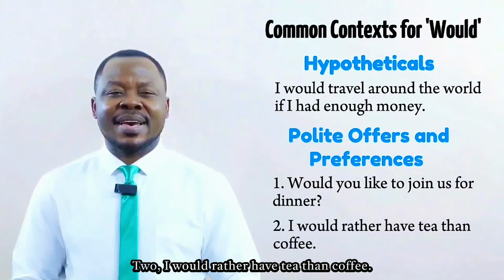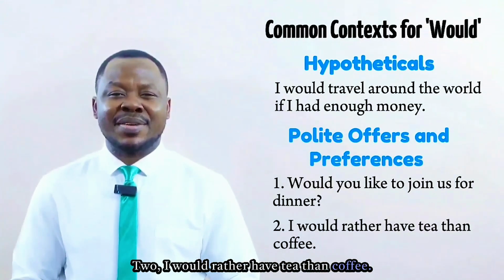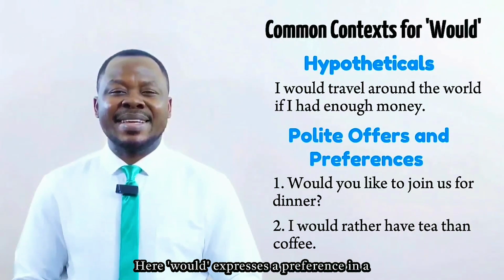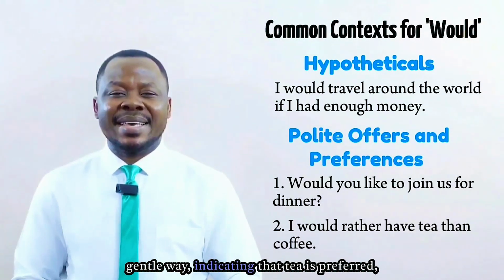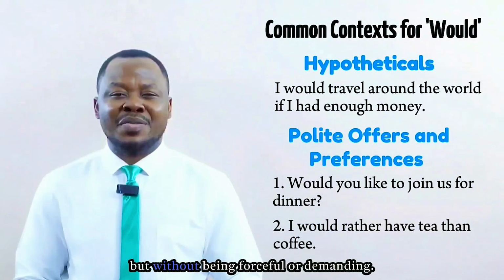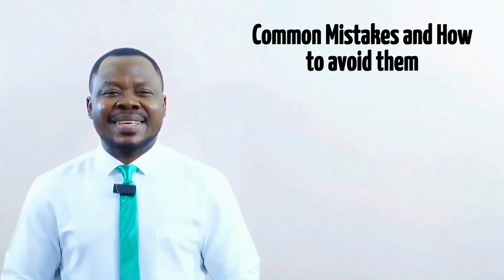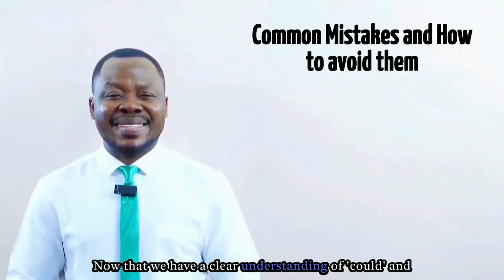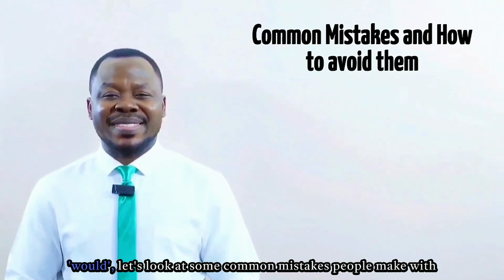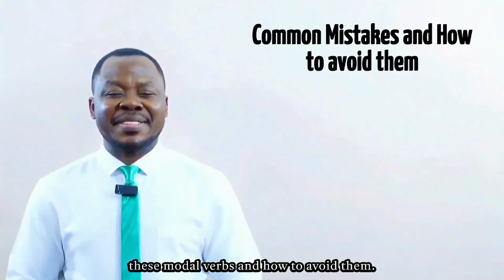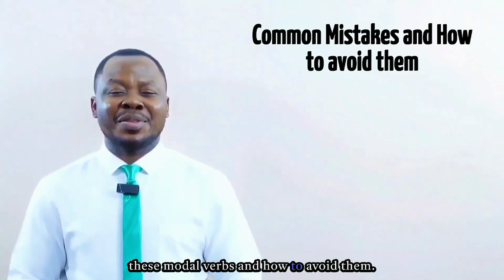2. I would rather have tea than coffee. Here, would expresses a preference in a gentle way, indicating that tea is preferred, but without being forceful or demanding. Now that we have a clear understanding of could and would, let's look at some common mistakes people make with these modal verbs and how to avoid them.